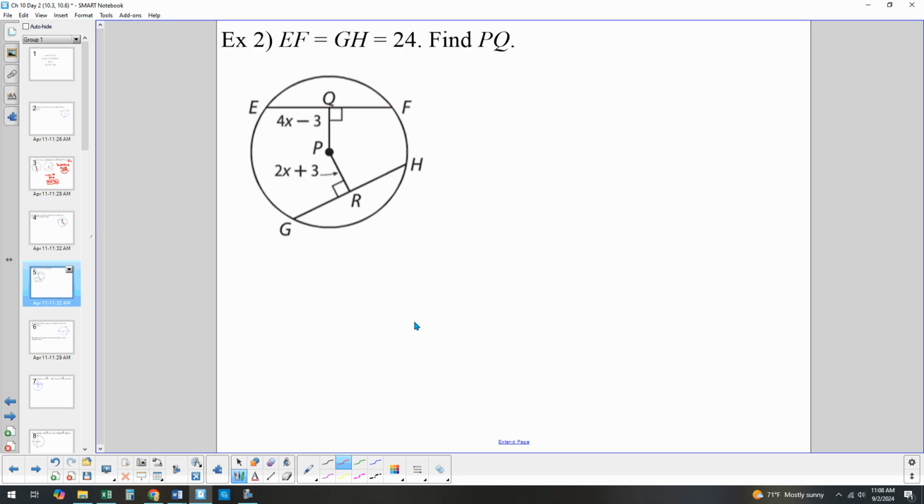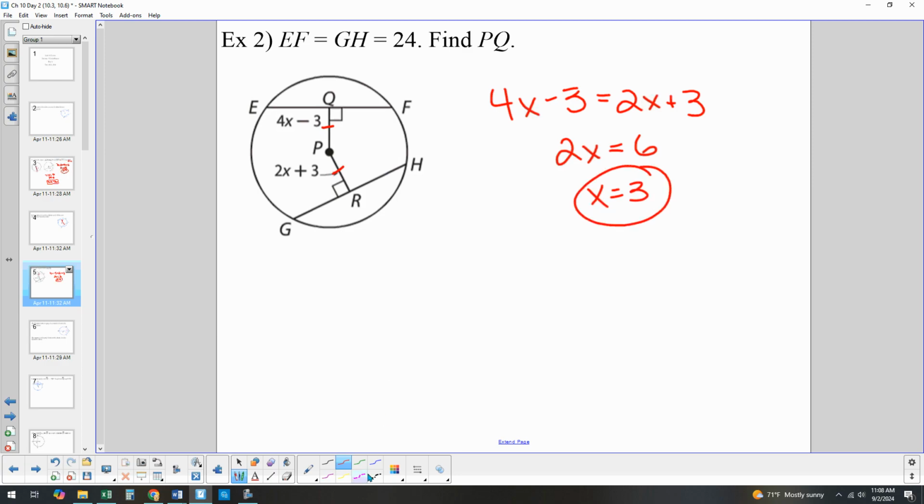In example 2, we know that EF and GH both equal 24. We want to find PQ. EF and GH are two chords that are congruent, which means that they are equidistant from the center. PQ and PR would have to be the same. So I'm going to set them equal. 2x equals 6 and x is 3. Now we want to find PQ. We could do 4 times 3 minus 3. PQ equals 9.